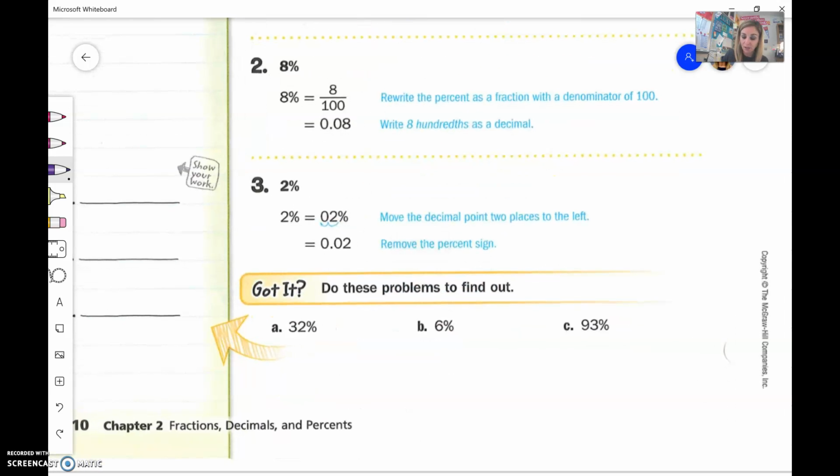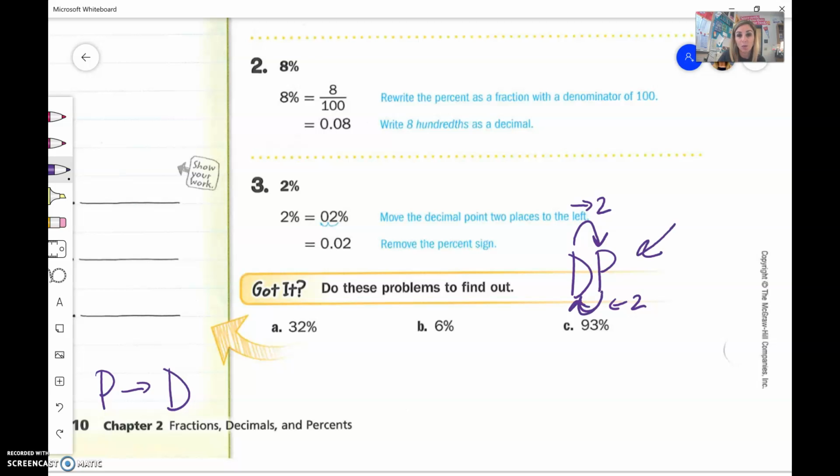So 32%. Now, DP. Again, if I'm going this way, I'm going 2 places to the right. If I'm going this way, I'm going 2 places to the left. I am going from a percent to a decimal. So according to my picture, I need to move my decimal 2 places to the left. So I have 32% right now. That decimal point is at the end. So I need to move it 2 places to the left. 1, 2. And my decimal point is here, so I get 0 and 32 hundredths.